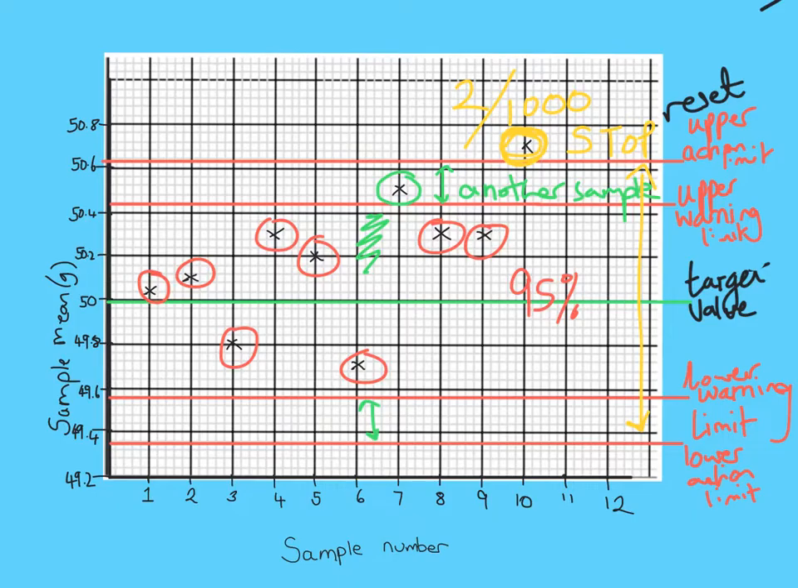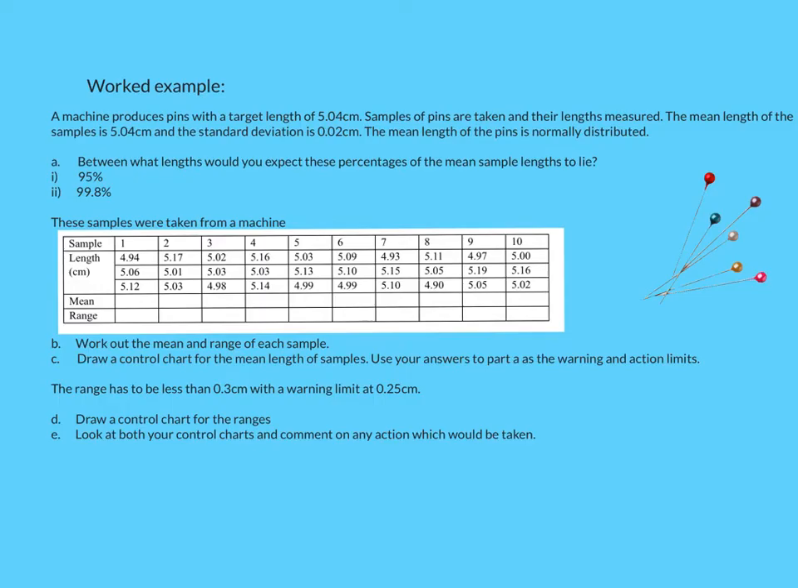Okay, let's have a look at an actual example looking at this in detail. We're looking at a different manufacturing company, and this one is about pins. A machine produces pins with a target length of just over 5 centimetres, 5.04 centimetres, and samples of pins are taken and their lengths are measured. The mean length of the samples is 5.04 and the standard deviation is 0.02 centimetres. We can assume it's normally distributed, which is important because we've been using that with our standard deviations.